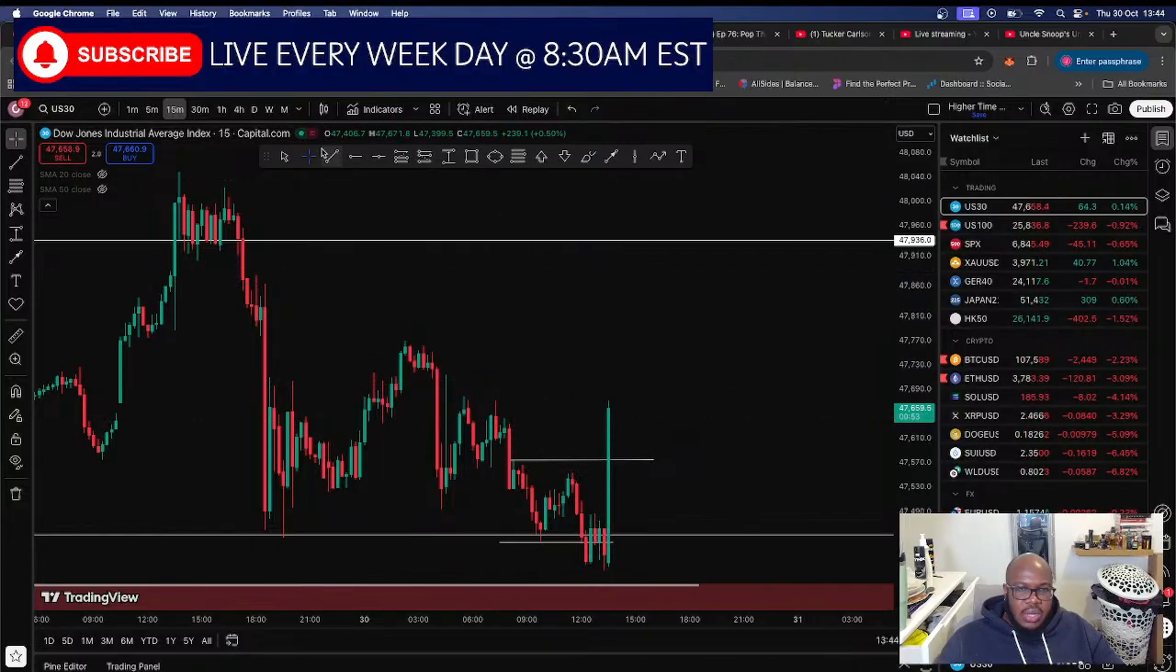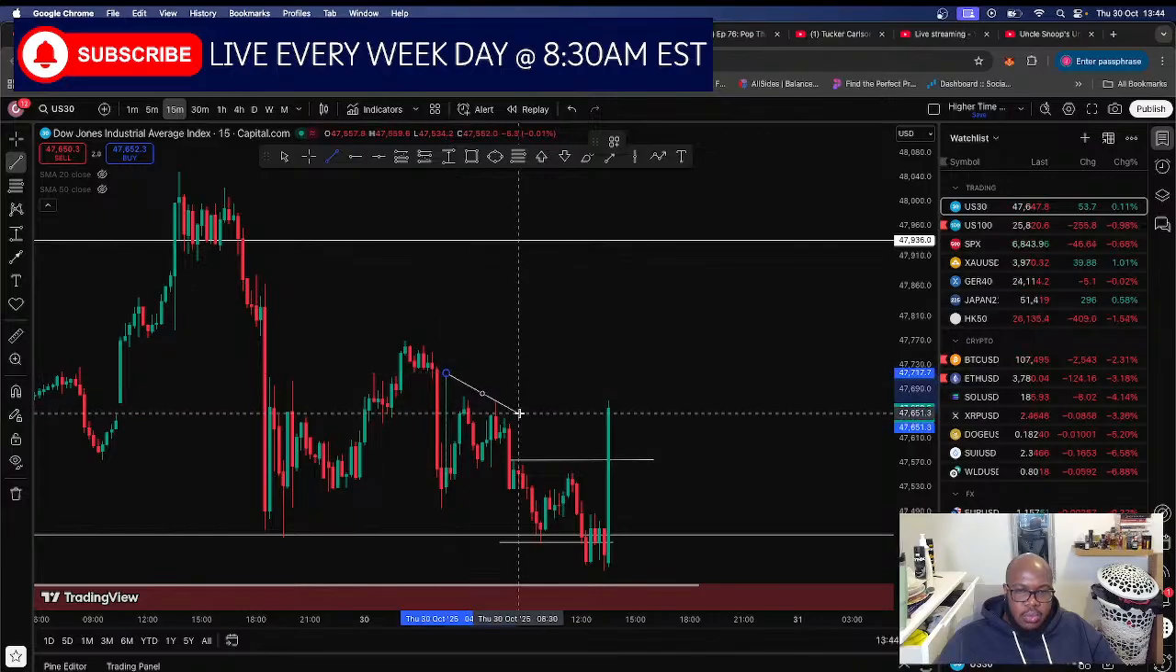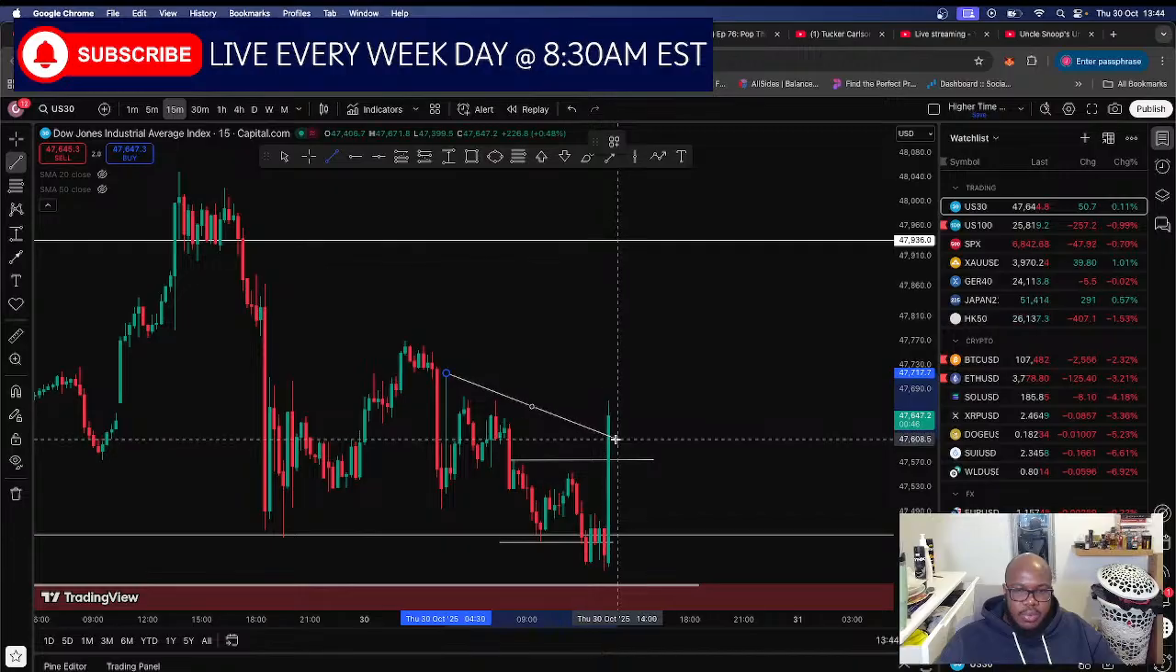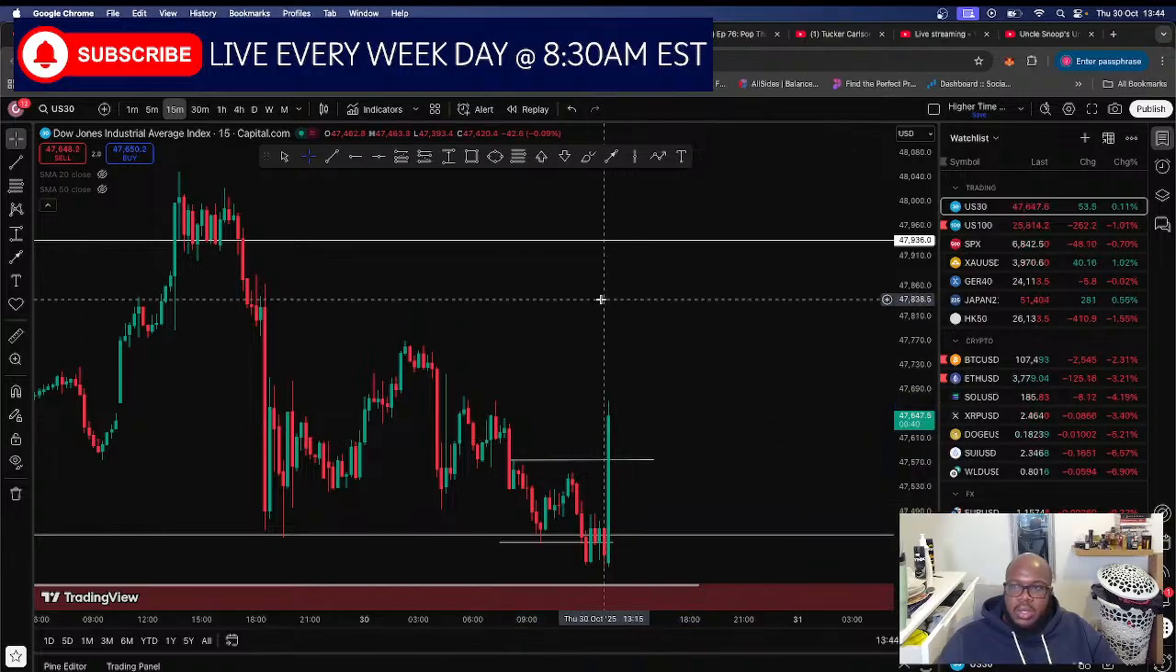Maybe there's a chance that we're just sweeping liquidity, all of this liquidity here. We're just going to try and sweep it before the market actually does go down. Maybe this is a sweep before we come down. I don't know at this point.